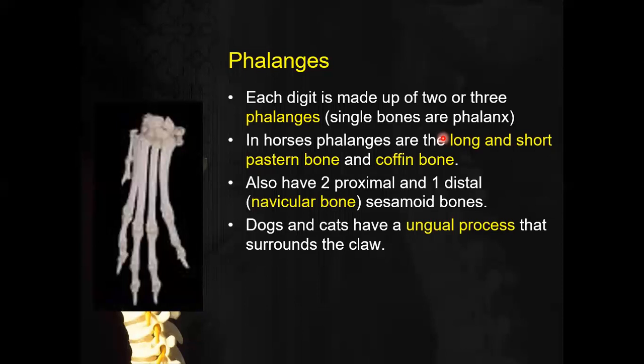Dogs and cats have the equivalent of our cuticles. If you look down at your fingernails, you know you have this fleshy little bit that encircles your fingernail. If you think about dogs and cats, they have that same fleshy part that goes all the way around the nail, and that's called the ungual process. It's just the dog and cat.